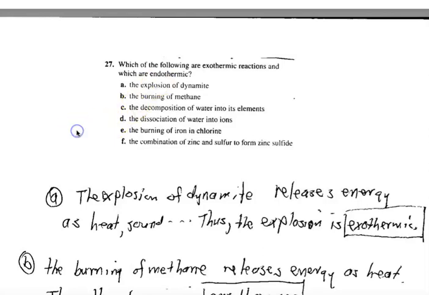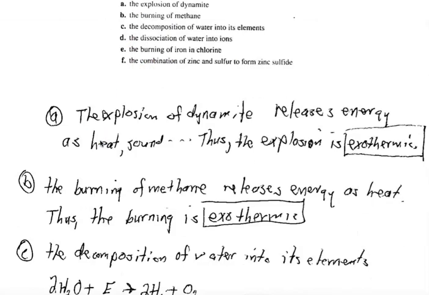So therefore, an explosion. The explosion of dynamite releases energy as heat, sound, etc. Light as well. But mainly heat in this question. Thus, the explosion is an exothermic process, an exothermic reaction. The burning of methane releases energy as heat. Thus, burning is an exothermic process.